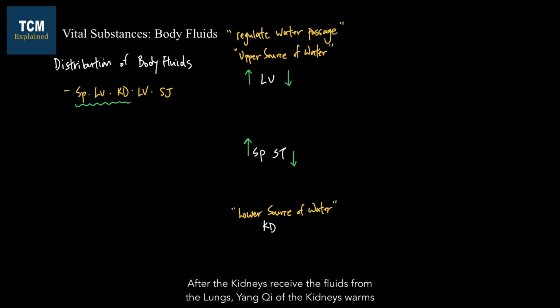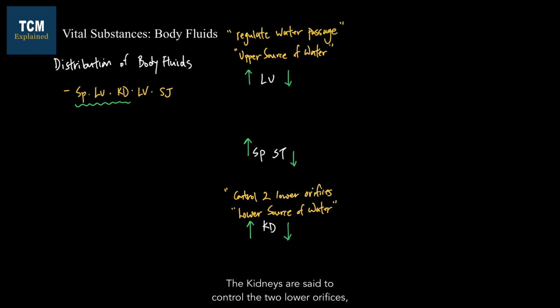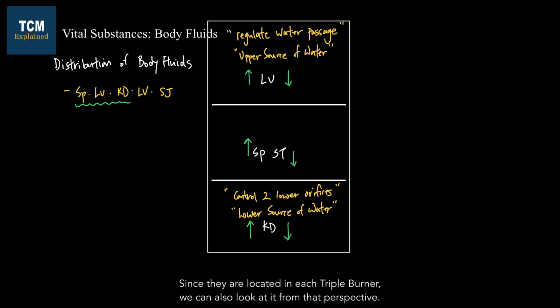After the kidneys receive the fluids from the lungs, yang qi of the kidneys warms and evaporates those fluids and sends them back to the lungs to moisten them. The kidneys send the fluids downwards as well. The kidneys are said to control the two lower orifices, which refer to the urethra and anus, where urine and stool exit. So the spleen, lungs, and kidneys are important in distribution of body fluids. Since they are located in each triple burner, we can also look at it from that perspective.